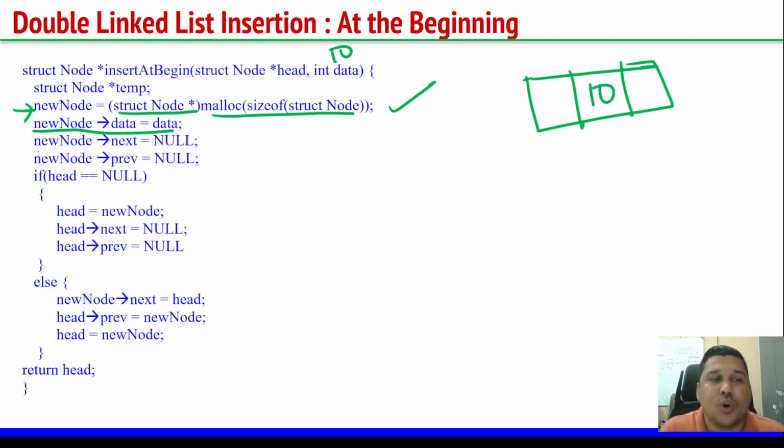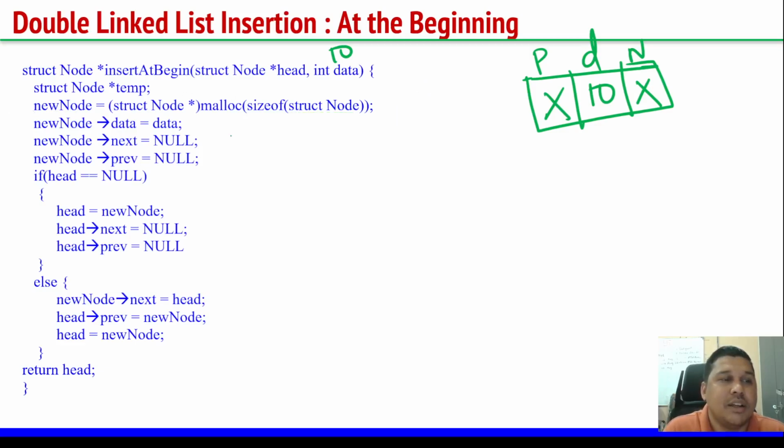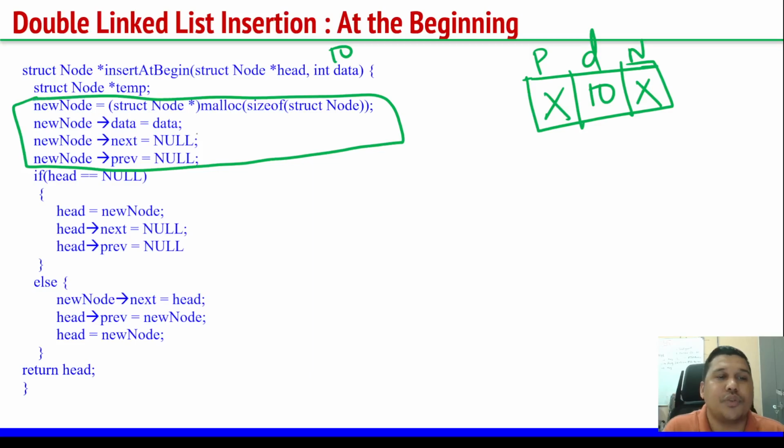Next, new node next equal to null. New node's next is this, right? This is previous. This is the data part. This I am putting null, and new node's previous equal to null. This also I am putting as null. So, with these four statements, we will be creating a node structure and inserting some value into that node. These four statements will help us in creating this.